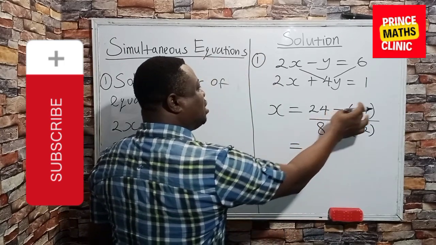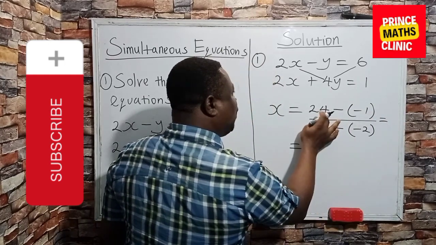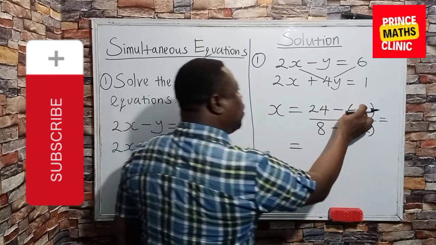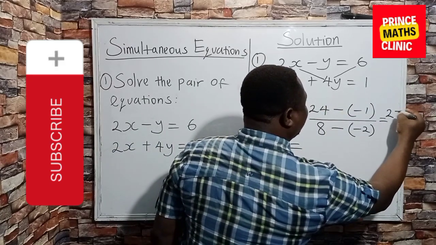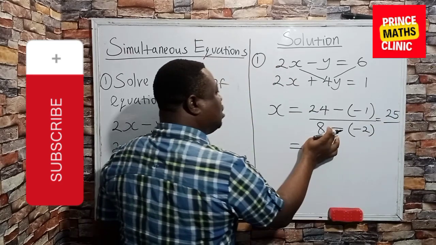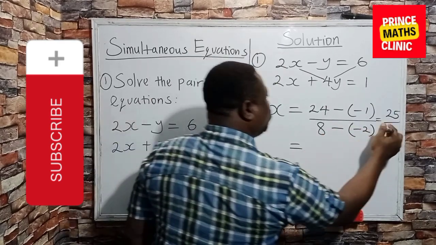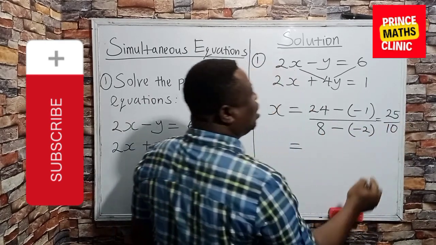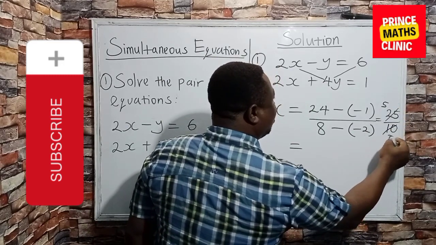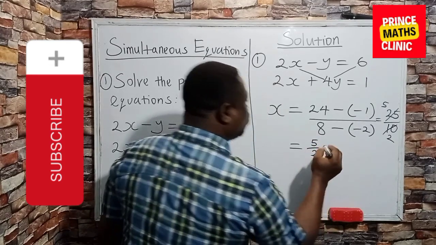So simplifying this, what will this give us? 24, minus times minus will give us plus. So this becomes 24 plus 1, which is 25. Then this becomes plus as well. Minus times minus is plus. So this is 8 plus 2, which is 10. And 5 can go here 5 times, 5 can go here twice. So the value for x is 5 over 2.